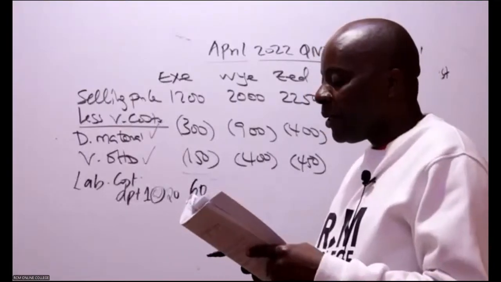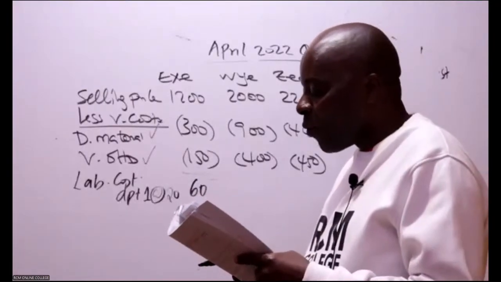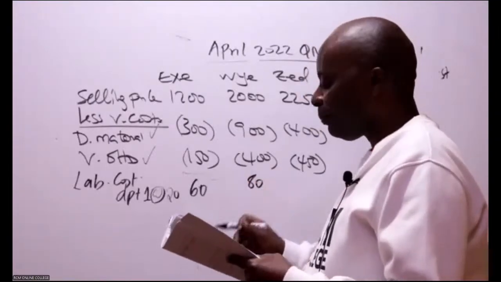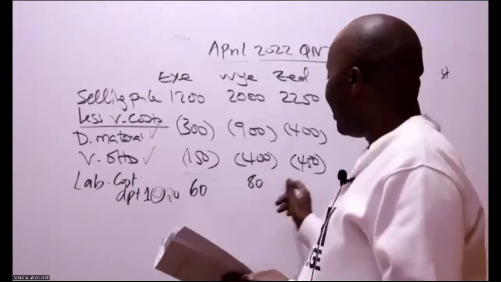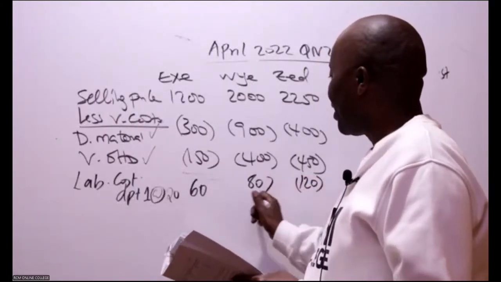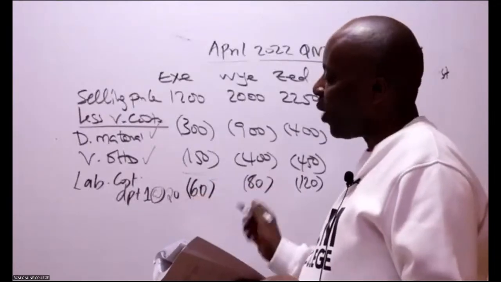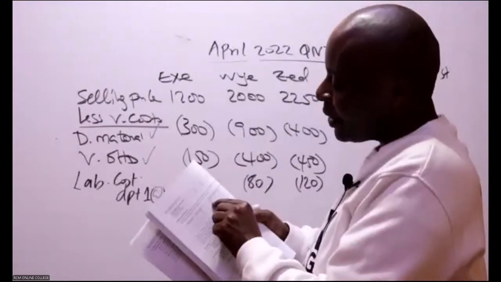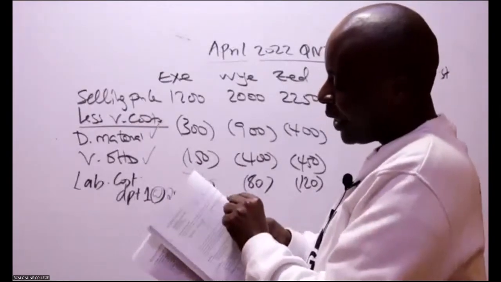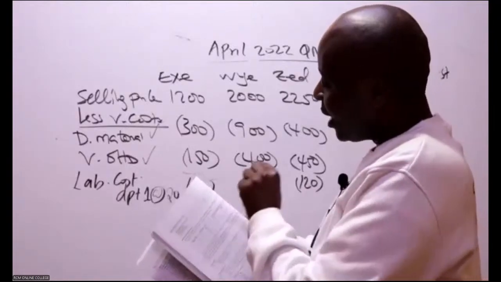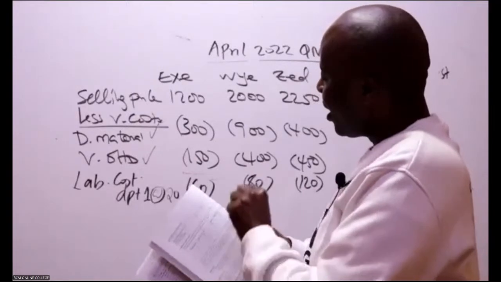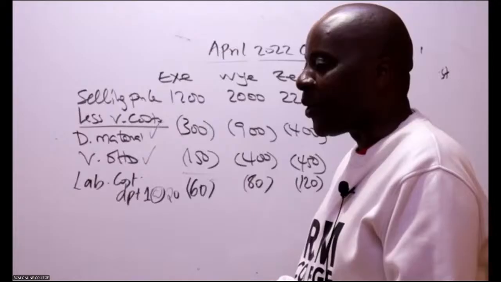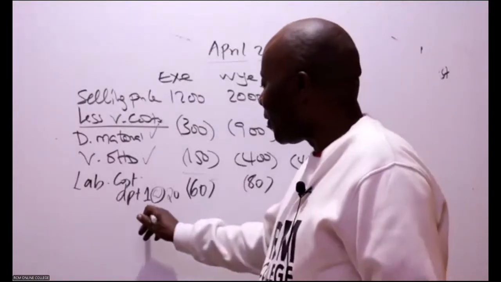For department 1, Y, 4 hours. So 4 by 20. Remember, department 1 rate is 20. So this gives me 80. 6 times 20 gives me 120. That is the labor cost under department 1. So what am I doing? I'm taking the rate per hour times the number of hours for each product. So 20 times 3 gave me 60, 20 times 4 gave me 80, 20 times 6 gave me 120. Students tend to panic, and that one I've always seen.